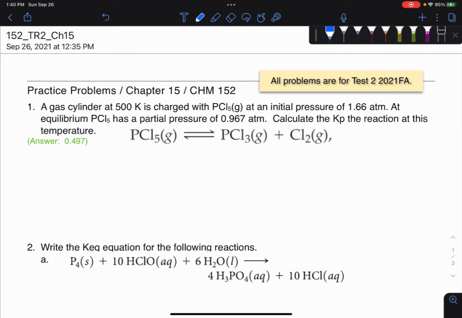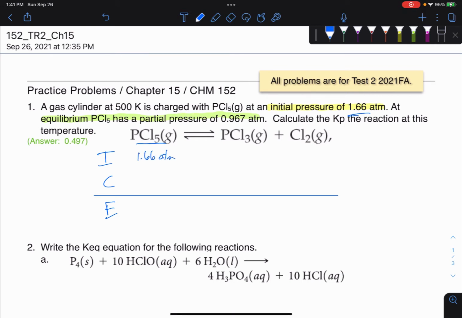Okay, so for this first one here, this is really going to wind up as primarily a plug and chug type of problem. Notice here that you are given information about the initial pressure as well as the equilibrium partial pressure for the reactant here. I'm going to set up an ICE table so you can see how everything changes during this reaction and where the data goes. Okay, so my initial data, I have 1.66 atmosphere.